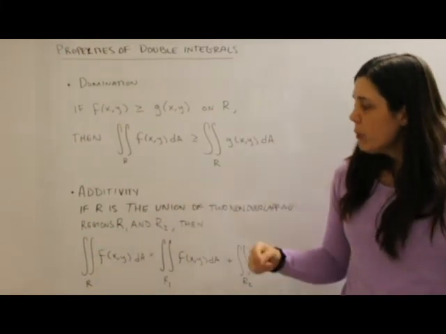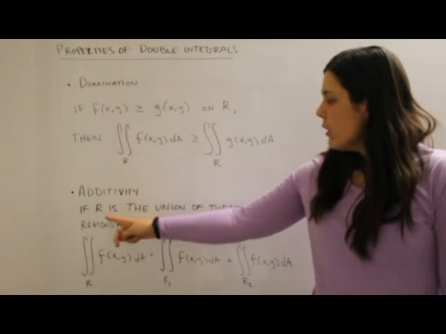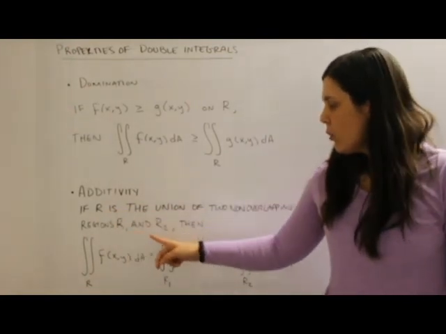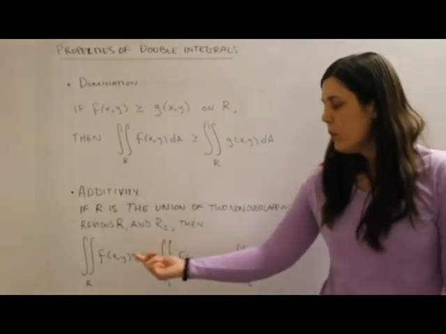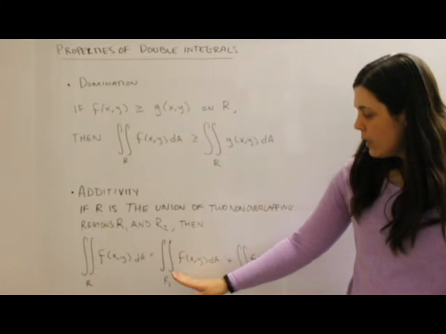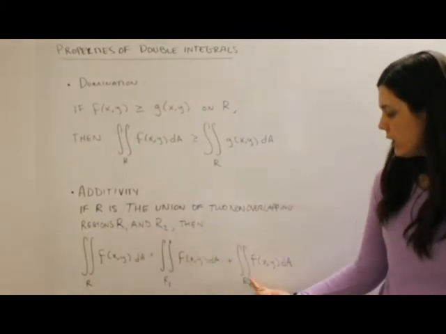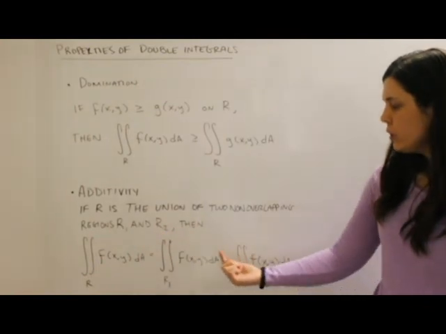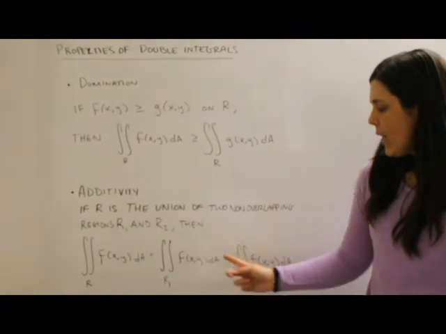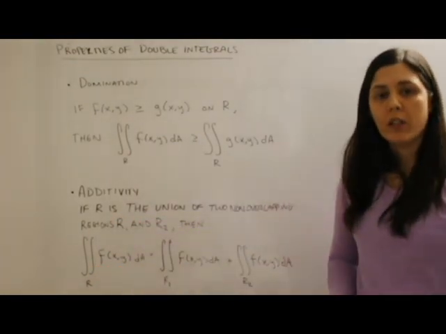The additivity property, this one's pretty interesting, and we'll do an example of this. If R, your region, is a union of two non-overlapping regions, R1 and R2, then your double integral can actually be broken apart. You can take the double integral over R1 plus the double integral over R2, and because these two regions make up R, when you add these double integrals, it's the value of the double integral over the whole region R.